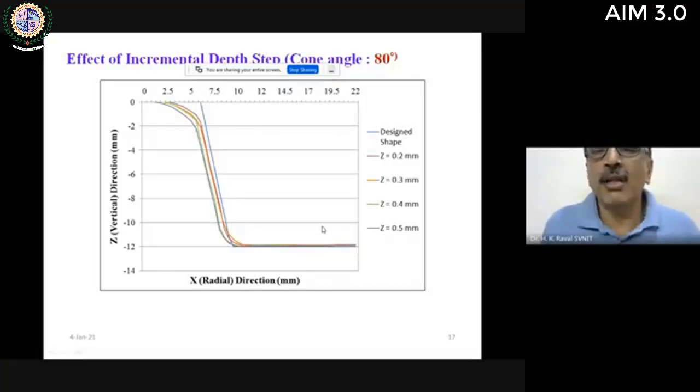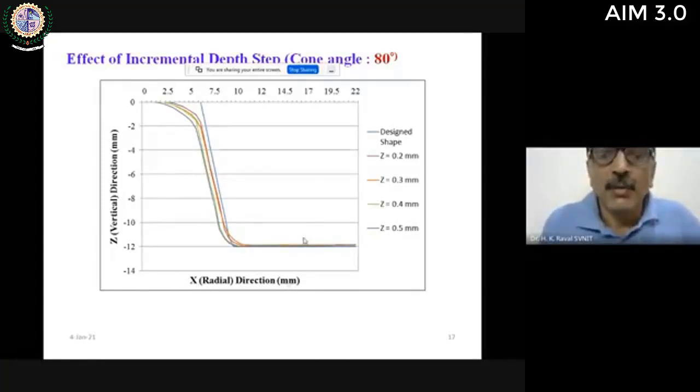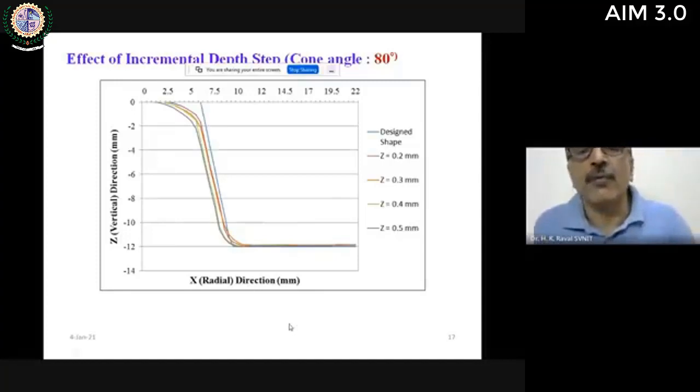So now here, if you see, the Z variation has some effect. As Z increases from 0.2 to 0.5, you will find the formed component deviates marginally from the designed or target component. You can see Z 0.2 is reasonably closer to the target shape, and as you increase Z, it goes away from the target shape. So if you want accuracy as one of the criteria, Z should be set to the lowest value. But at the same time, you have to compromise with the forming time.